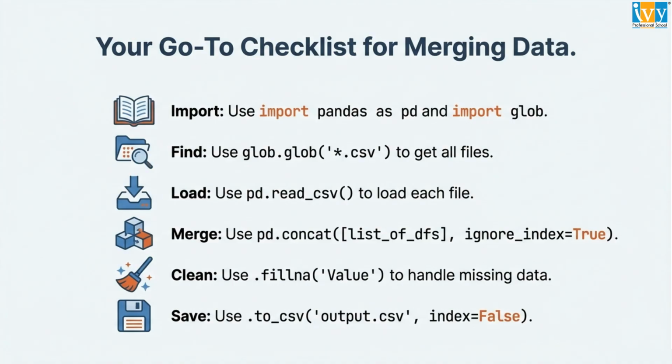Here is your go-to checklist for merging data. Import Pandas and Glob. Use glob.glob to find all files. Load each file using pd.read_csv. Merge them with pd.concat. Clean missing data using .fillna. Finally, save the output with .to_csv.